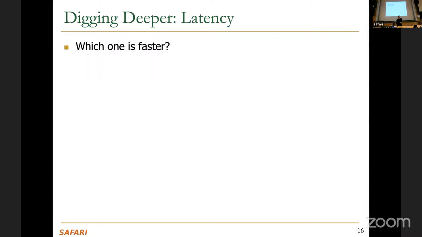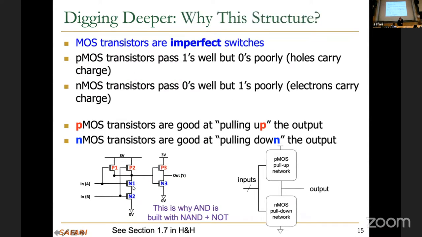So if you go back to this picture over here, these two transistors are in series. In order for the output to become 0 volts, both of these transistors need to be enabled, and basically there's more resistance in the wire. Whereas if you look at the top structure over here, these two transistors are in parallel. In order for output to get 3 volts, either of these can be enabled. So you go through only one transistor to connect the 3 volts to the output. So this is much faster in this case.